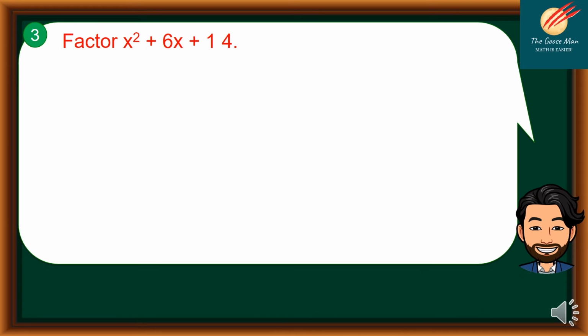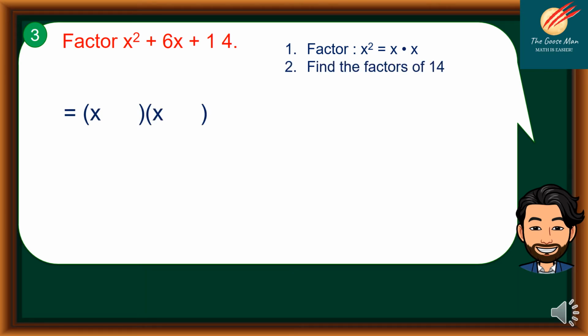Let's consider problem number 3. Factor x squared plus 6x plus 14. Again, we will factor x squared such that this is equal to x times x, and we will write the factors like this one. Number 2 is find the factors of 14. If we list down the factors of 14 and the corresponding sum, our objective is to look for the factors of 14 with a sum of 6.